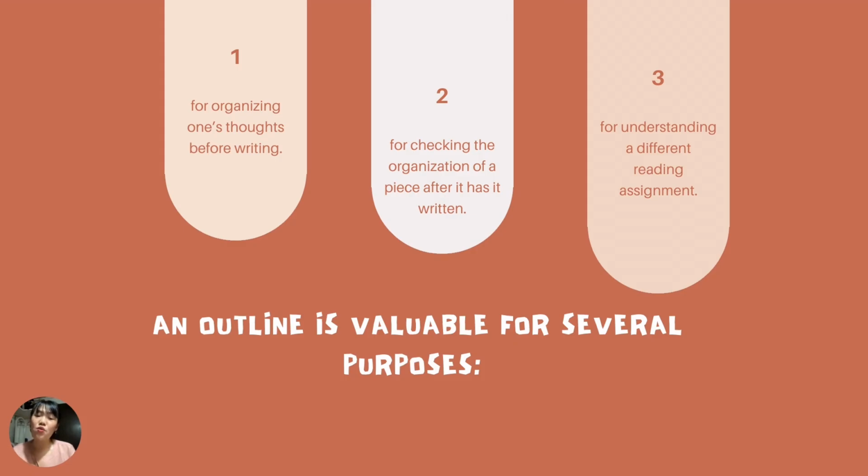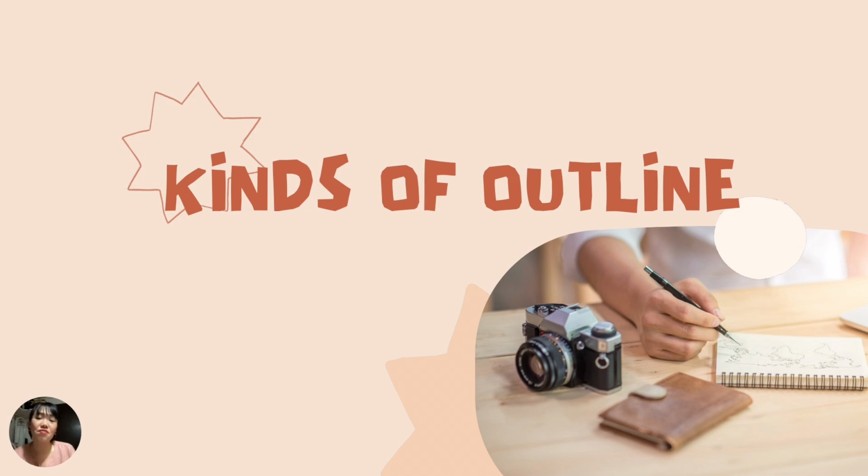So here are the several purposes for saying that an outline is valuable. Okay, so meaning to say these three purposes here serve as the reasons why we can say that an outline is valuable or much needed when writing a draft. So first is for organizing one's thoughts before writing. Second, for checking the organization of a piece after it has been written. And then third, for understanding a difficult reading assignment. Okay, so moving on to the kinds of outline.